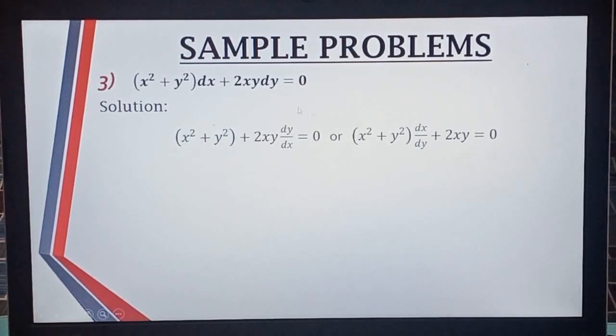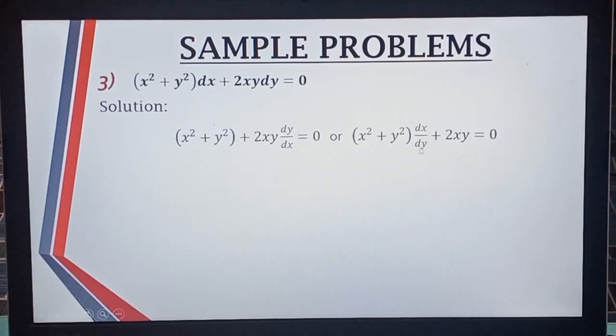Next example is the quantity of x squared plus y squared multiplied to dx plus 2xy multiplied to dy equals 0. First, we have to simplify the equation in terms of dy over dx, or it can be dx over dy. In terms of dy over dx, the equation will be the quantity of x squared plus y squared plus 2xy multiplied to dy over dx equals 0. But in terms of dx over dy, you will be having the quantity of x squared plus y squared multiplied to dx over dy plus 2xy equals 0.